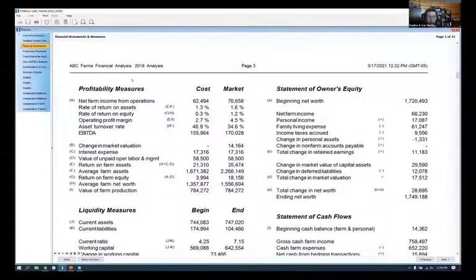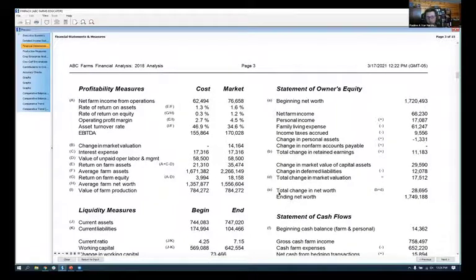If you really want to learn more about the calculations here, page 3 is where you'd like to go. You can see we're directing you how to calculate some of those things. If you're wondering how rate of return on assets is calculated, you can see it's line E divided by line F, for example. It just helps you, as a producer or as a consultant, work with those farms and help them learn more about that financial information.